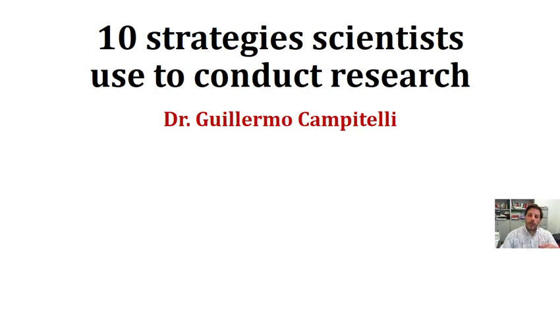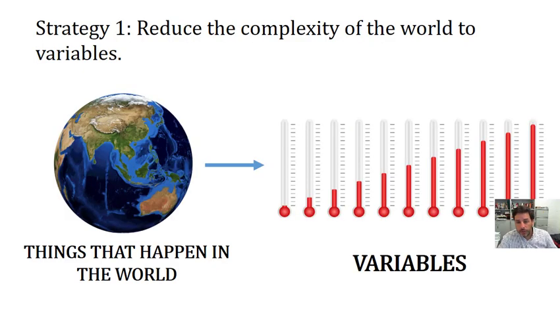Hi, I'm Guillermo Campitelli, and I'm going to talk about 10 strategies that scientists use to conduct research. Okay, strategy number one is to reduce the complexity of the world to variables.